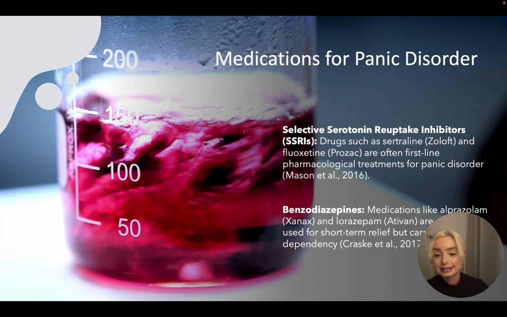And next is benzodiazepines. This is medication like Xanax, and these are better and more well suited for short-term relief and high panic moments, but not good for prolonged usage.